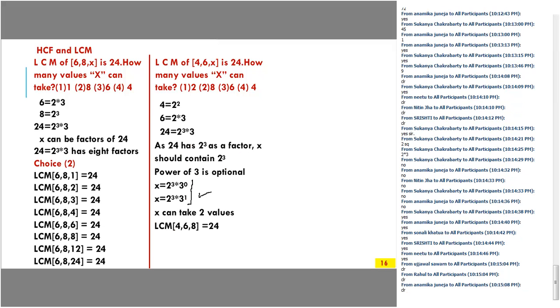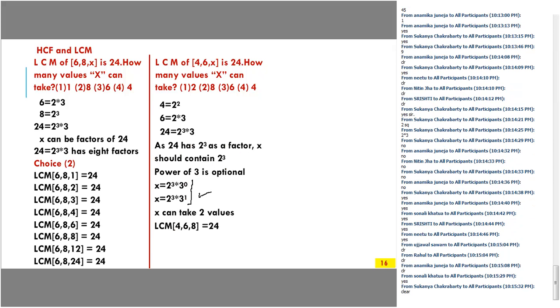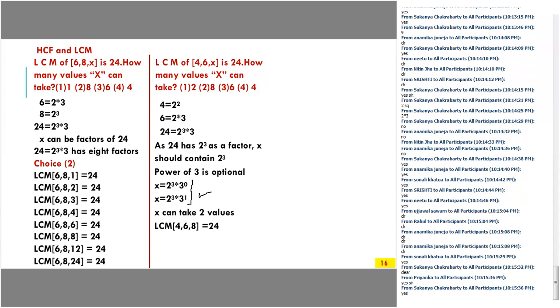HCF has 2 cubed, whereas N1 does not have 2 cubed, N2 does not have 2 cubed, so X should get 2 cubed. Are you clear now? Many of you said not clear. Say yes again, I don't mind. Are you clear now?